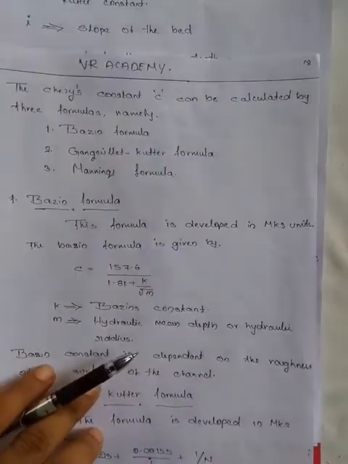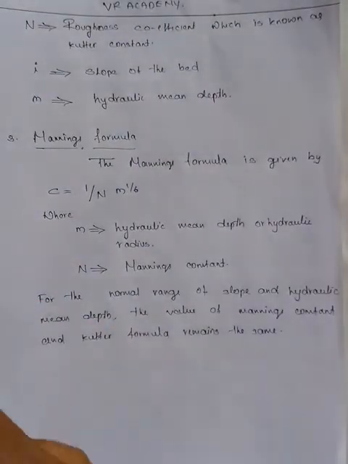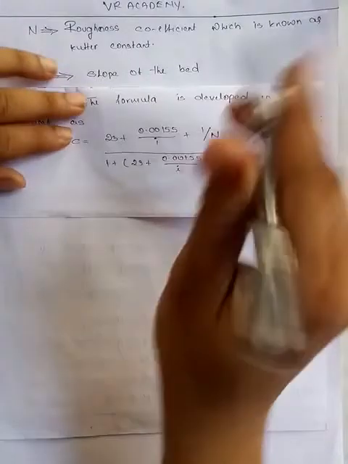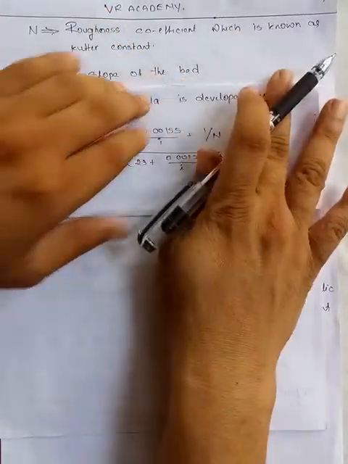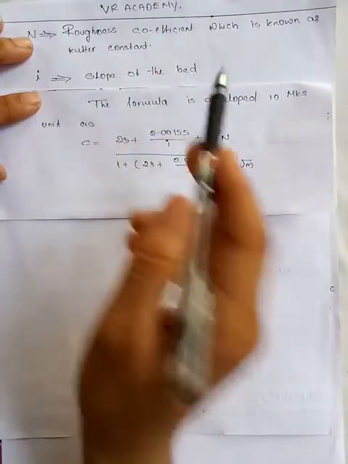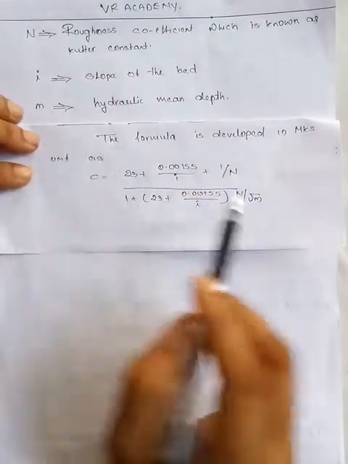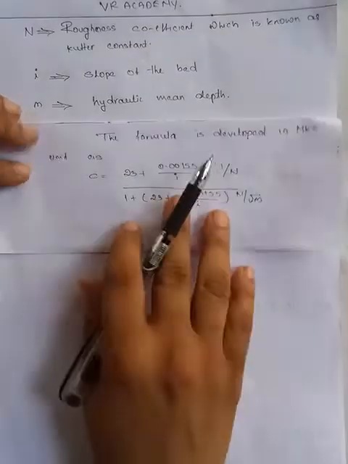Here N is the roughness coefficient, which is known as the Kutter constant. This also depends upon the material of the lining, the type of the lining. I is the slope of the bed, and M is the hydraulic mean depth. Already you know, right? M is the hydraulic mean depth.